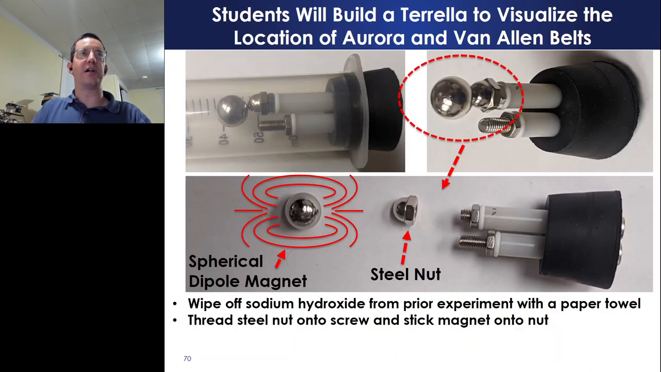Students will build a Terrella to visualize the location of the aurora and Van Allen belts surrounding the Earth. In this demonstration, students should first wipe off any excess sodium hydroxide on the top nut prior to placing the spherical magnet within the vacuum chamber. The nickel-plated steel nut should be threaded onto the screw with the higher nut. The spherical dipole magnet should then be stuck to this steel nut. The plug assembly may then be reinserted into the vacuum chamber.